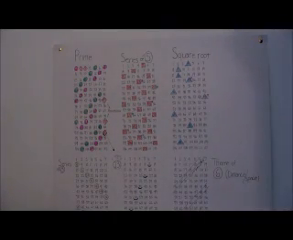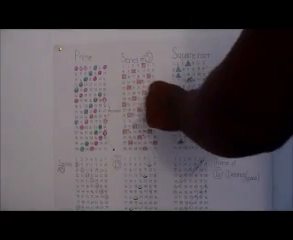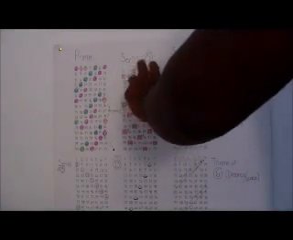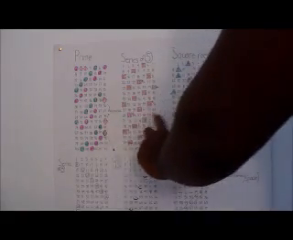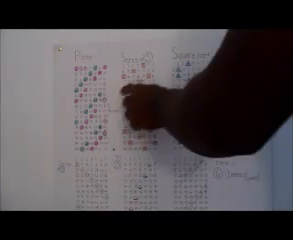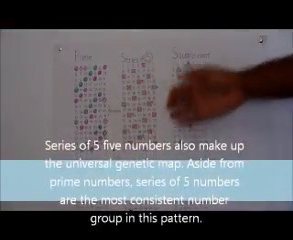We have the series of 5. Remember I told you 5 equals balance. Well, 5, 10, 15, 20, 25, 30, 35, 40, 45, 50. And this grid is the most consistent grid that occurs in all of this series, because 5, again, is for stabilization, for fixed values, for balance.